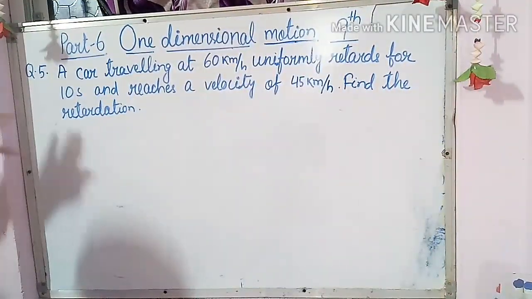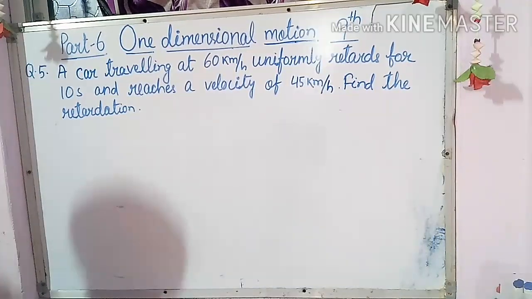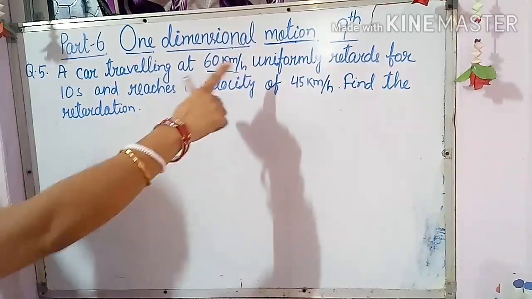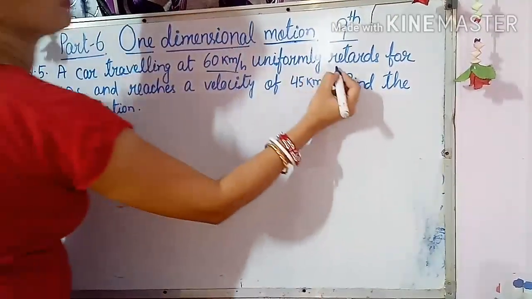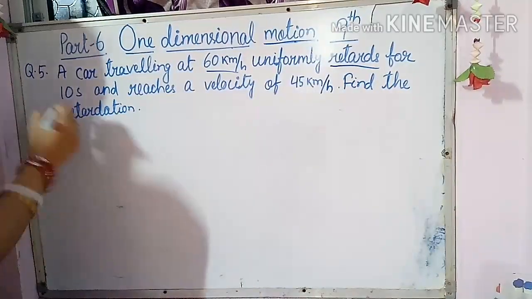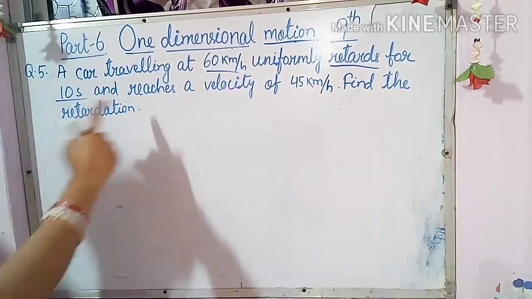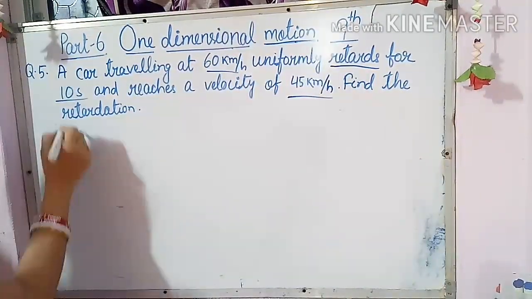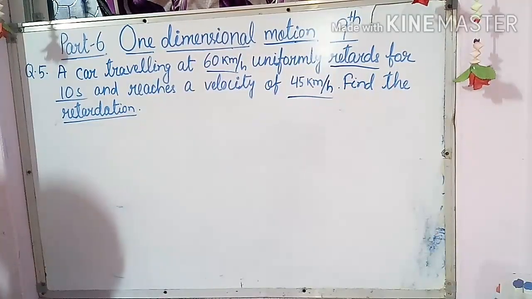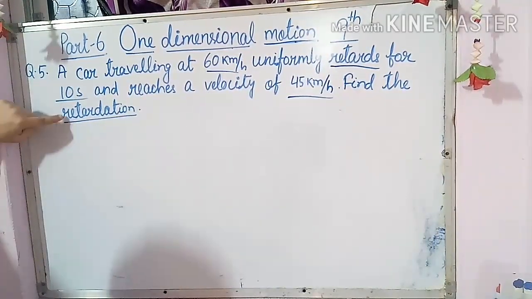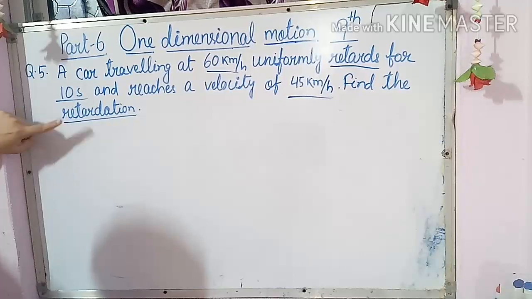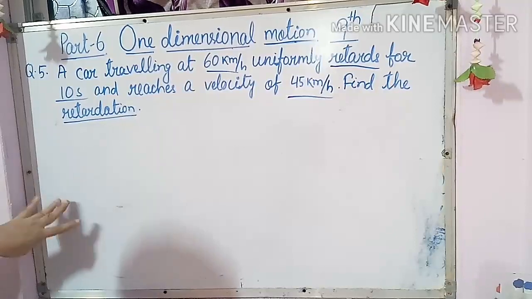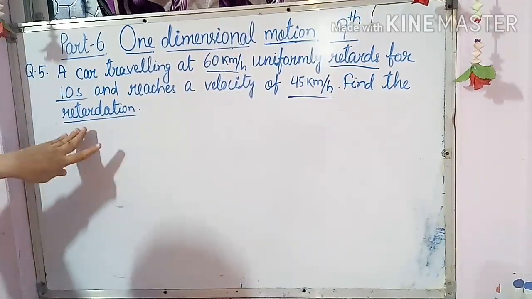Now children, you can see the next question. A car traveling at 60 km per hour means your initial velocity has given. Uniformly retards means here the thing is acceleration is negative. For 10 seconds means time, and reaches a velocity of 45 km per hour, means it is the final velocity. Find the retardation, means your acceleration is asking. So as it is asking about the retardation, you will get the answer in negative. So don't be worried about that one. If your negative answer comes at the last, you will write that the negative sign indicates the retardation.